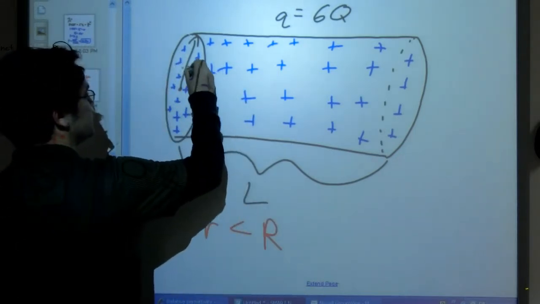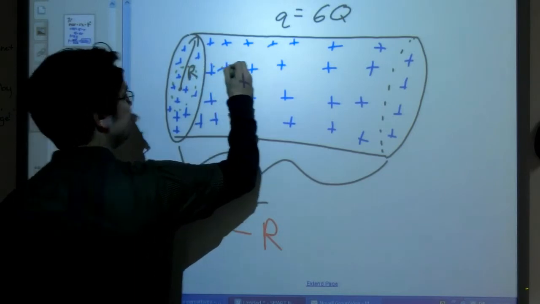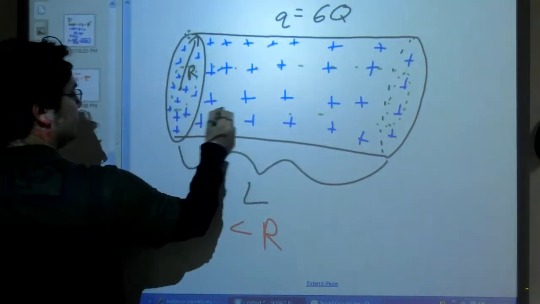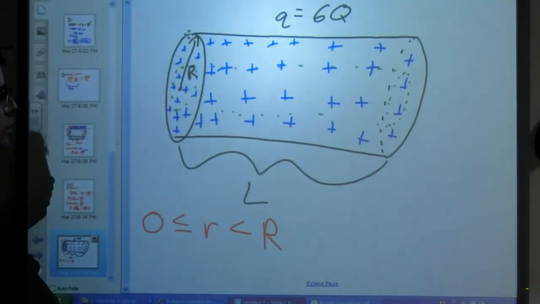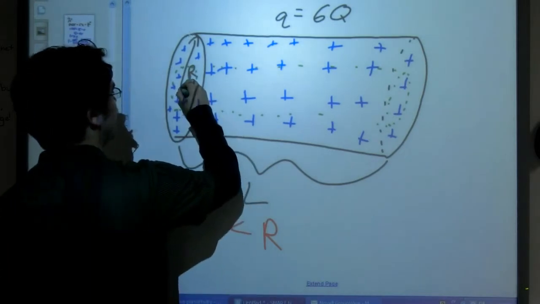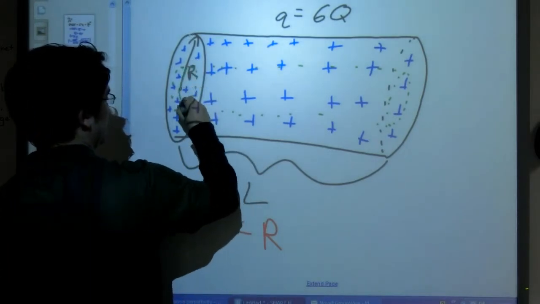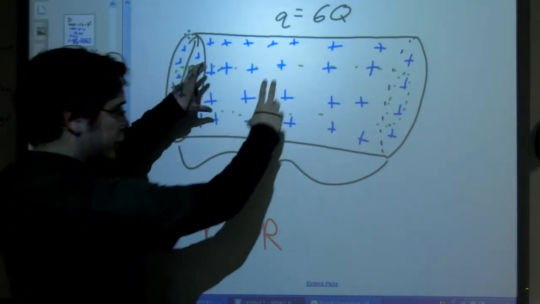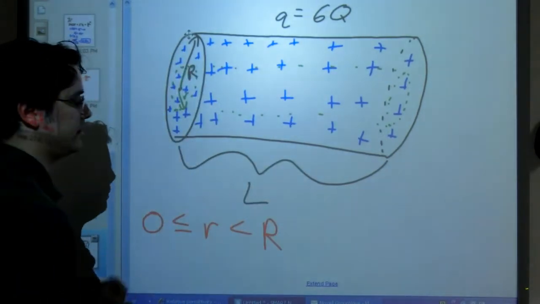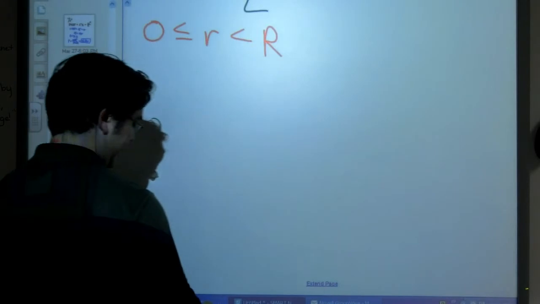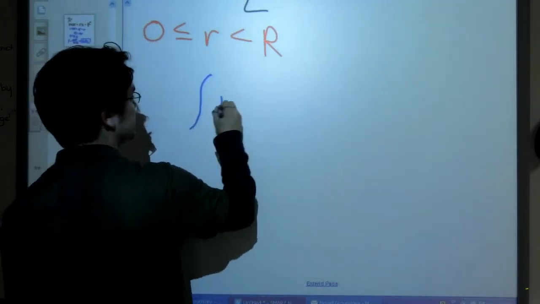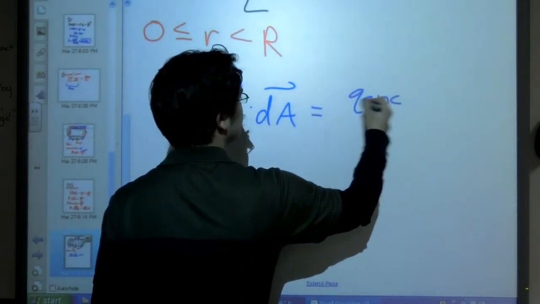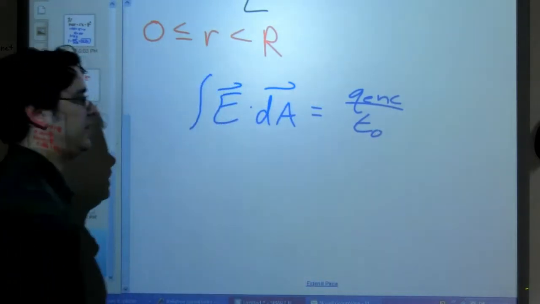When I draw my Gaussian surface here at some distance, little r, now I need to have a way that I can keep track of how much charge I have inside this little Gaussian surface that I've drawn. Because again, I'm going to need to apply Gauss's law, which is my flux integral E dot dA equals my Q enclosed divided by epsilon naught. I need to be able to find that Q enclosed.